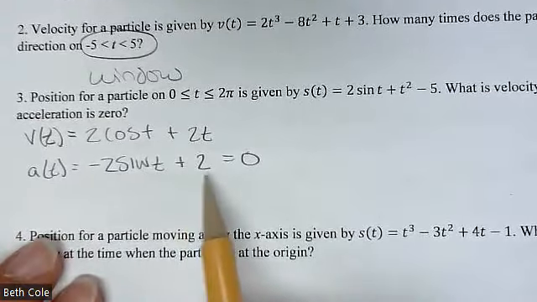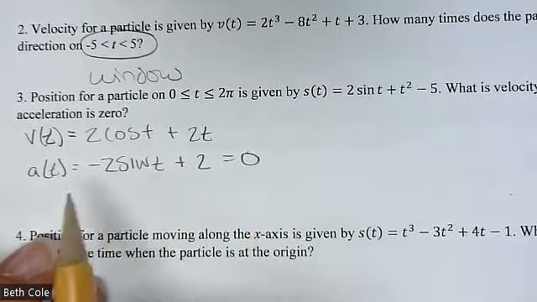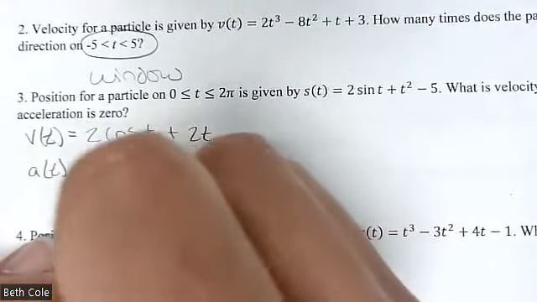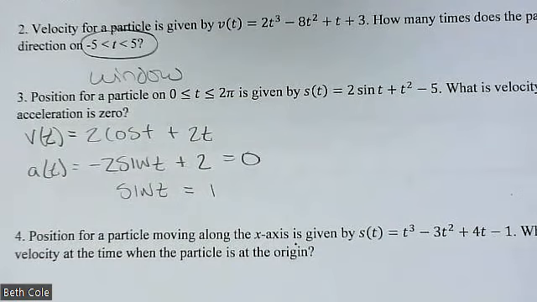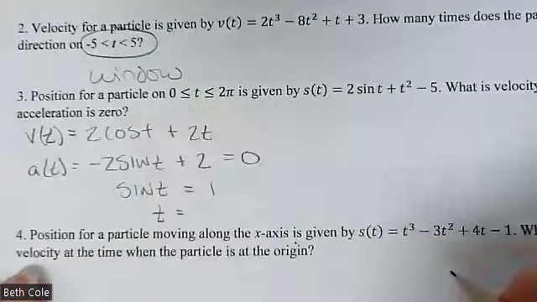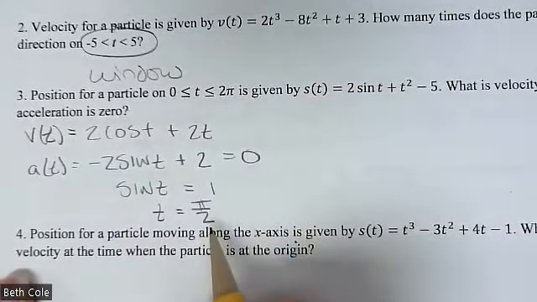Now to start solving that, you would subtract 2. This would be -2. And then you would divide by -2. -2 divided by -2 would just be 1. So I want you to think about your unit circle. Sine is the y value. Where is the y value 1? I heard somebody say it up at the top. So pi over 2.